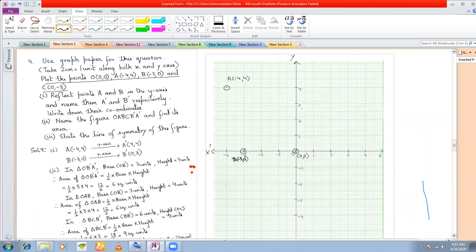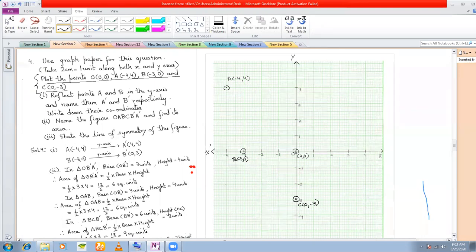And C is (0, -3). 0, minus 3 means it has to be on the y-axis because the x coordinate is 0. So this is C, (0, -3). So the first part of the question, we have plotted the given points O, A, B, and C.